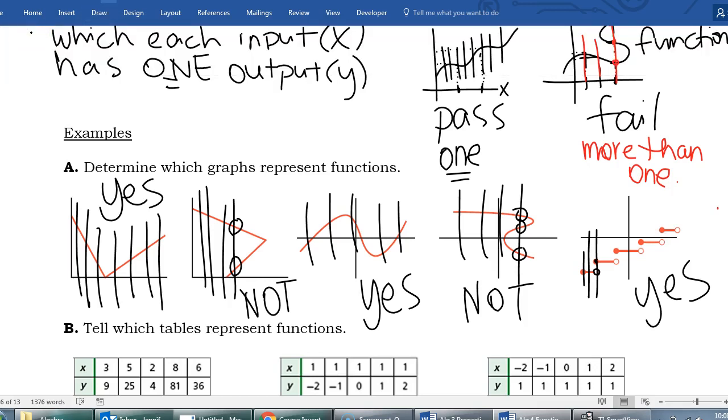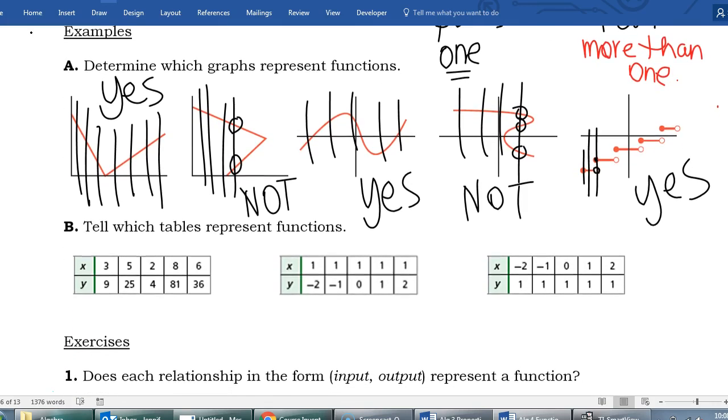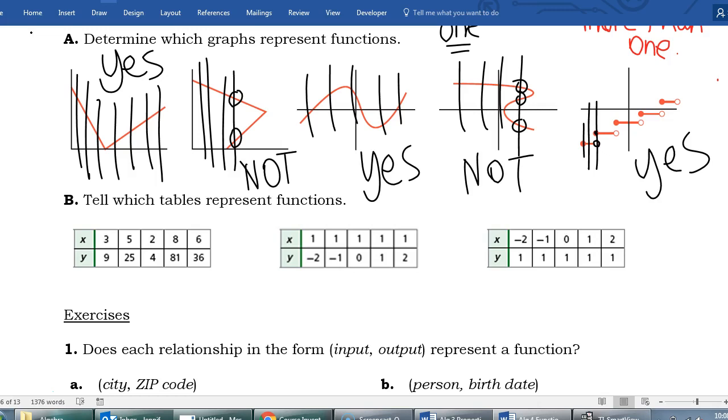Letter B, we're going to look at some tables to see if they're functions. So a graph fails the test when we see x values. Here's an x value with multiple y values. So basically all I have to do is look for repeating x's. If we see repeating x's, we make sure that those repeating x's go to different y's, or go to the same y. If they go to different y's, it's not a function. But I got all my x's here, they're all different. Yes, this one's a function.